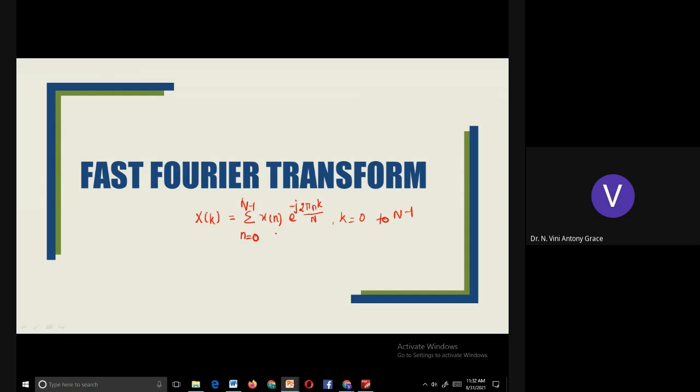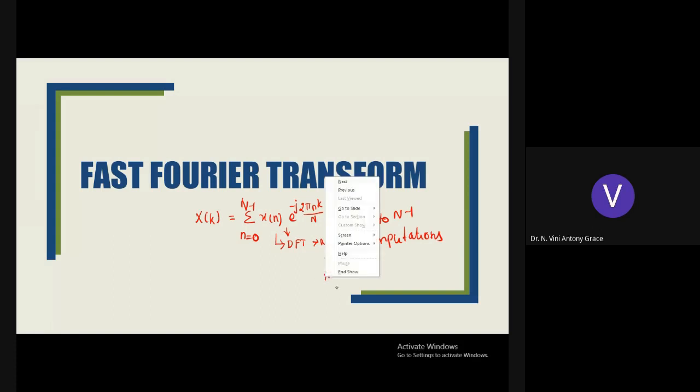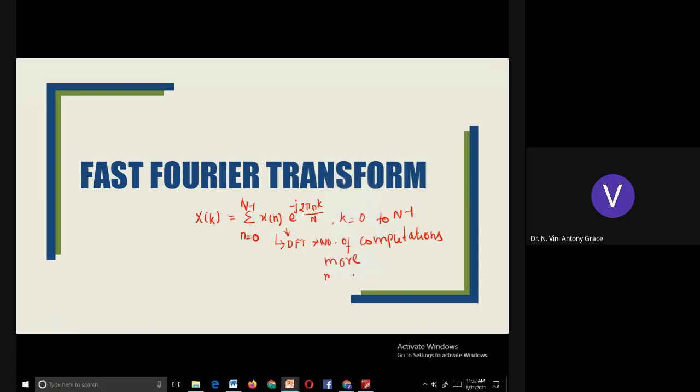So if I solve this DFT problem using this formula directly, the number of complex additions and multiplications that I have to perform will be more, and it will also take more time.